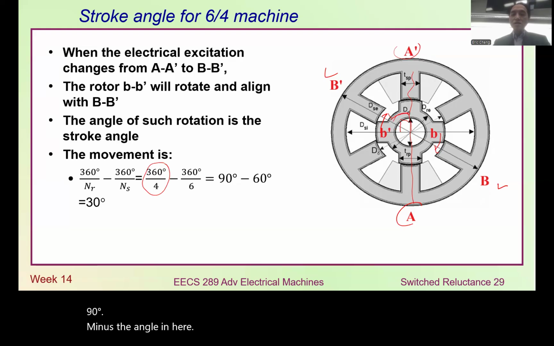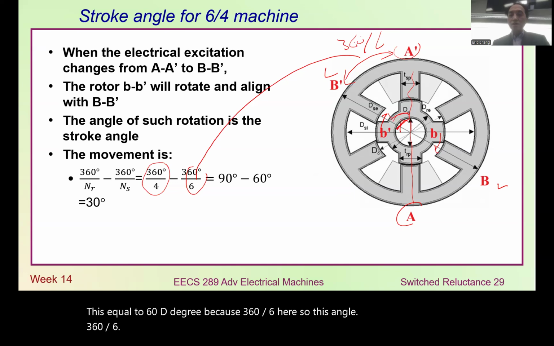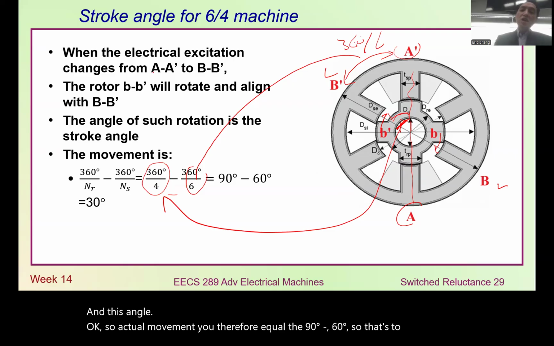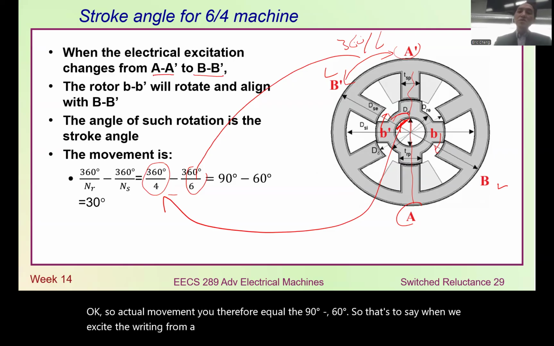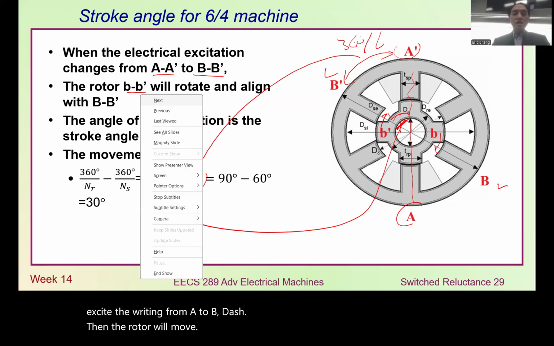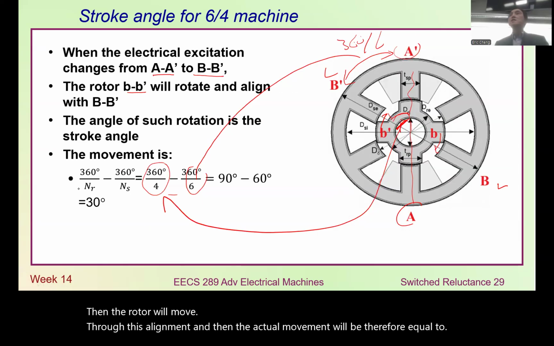This equals 60 degrees because 360 divided by 6 here. So this angle is 360 divided by 6. So the actual movement will therefore equal 90 degrees minus 60 degrees. That's to say, when we excite the winding from A A to B dash, then the rotor will move from BB to the next alignment. And then the actual movement will therefore equal 30 degrees.